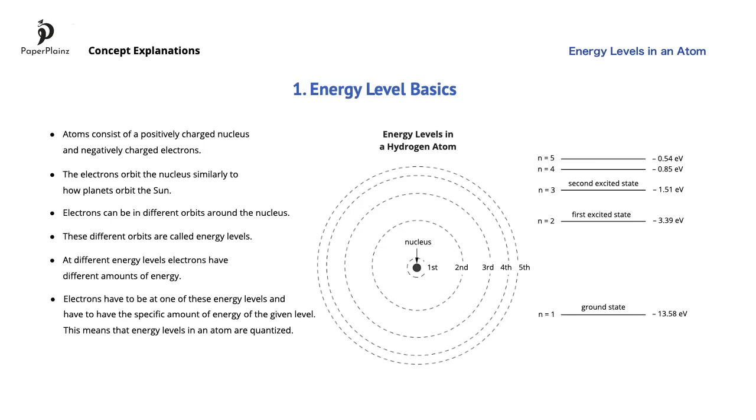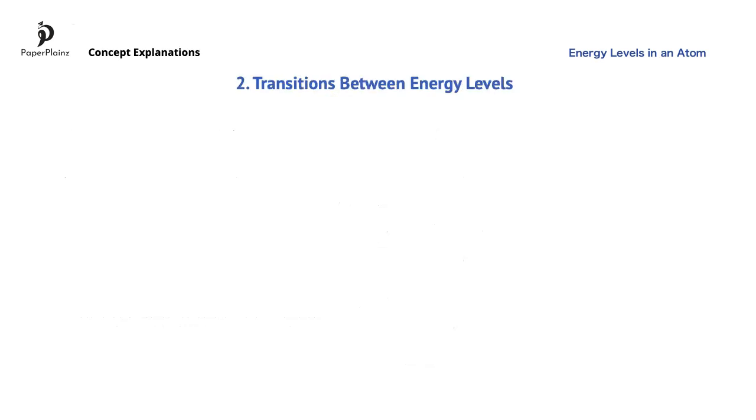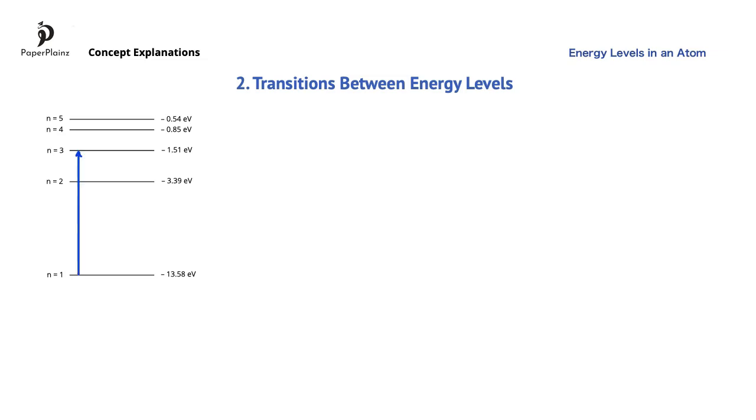Next, we'll move on to learn how electrons transition between these energy levels. Let's return to the hydrogen atom energy level diagram. When transitioning, electrons can move from a lower to a higher, or from a higher to a lower energy level. More about this in the next 2 videos. To show transitions on the diagram, we use arrows. So for example, a transition from the first energy level, so from the ground state, to the third energy level, so to the second excited state, can be shown like this.